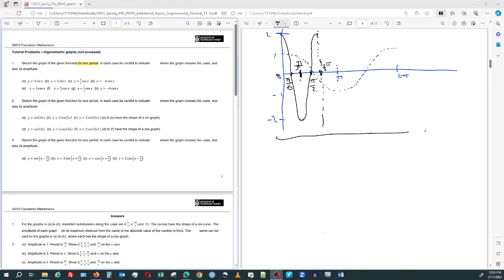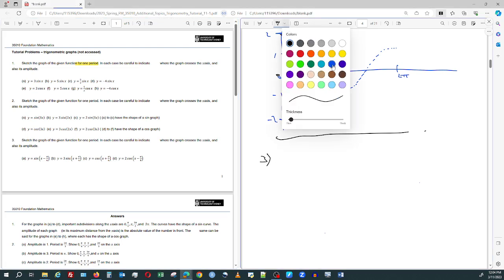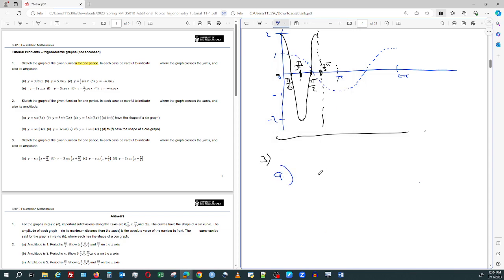Okay, welcome back. We have question 3 now, which has a change in the shifter or the phase change. I wonder how that will work. So we've got A, I'll do them separately. y equals sine of x minus pi on 6.